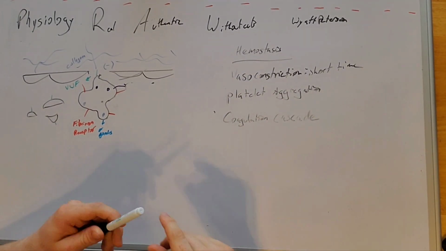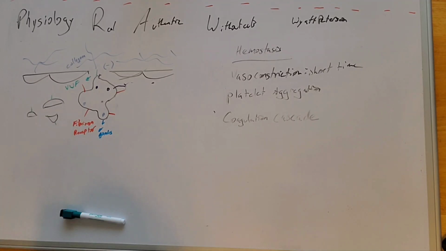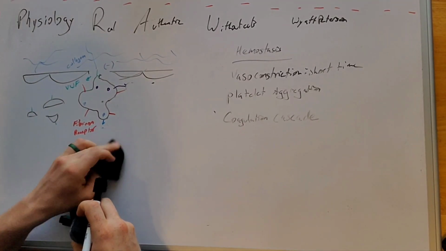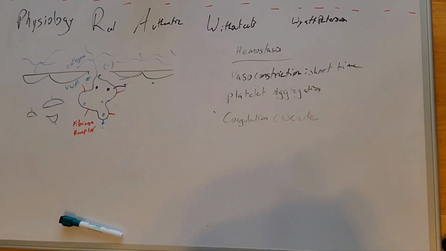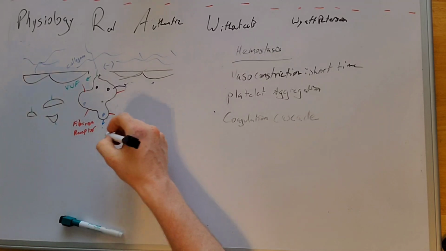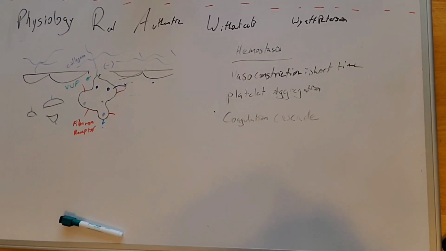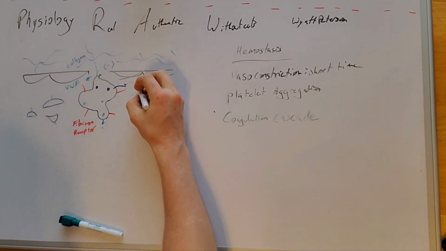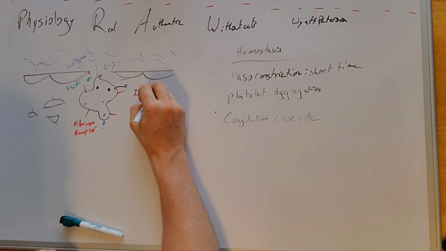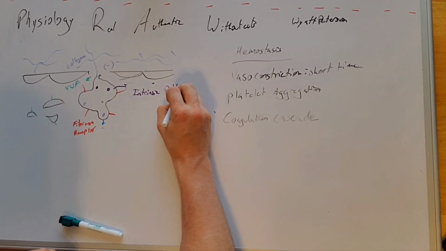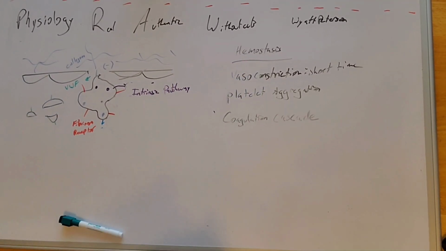And so we'll start with the intrinsic pathway. There's two different pathways that it could take, and they both lead to the common pathway, which is the second part of the question. So the intrinsic pathway.